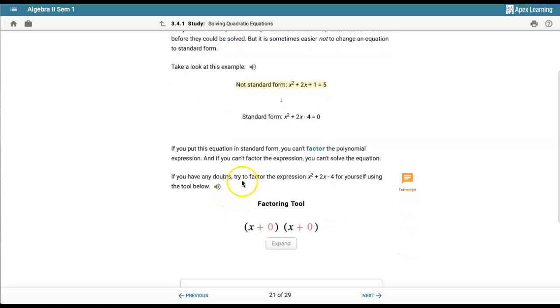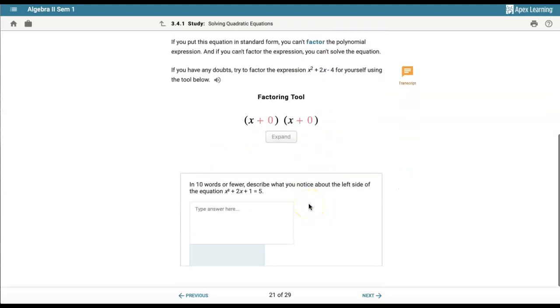But if we actually look at this standard form, we cannot solve this quadratic. There is nothing that will give us -4 that will also give us plus 2x when we do it. There's nothing here. And it says if you have any doubts, you can try it for yourself.